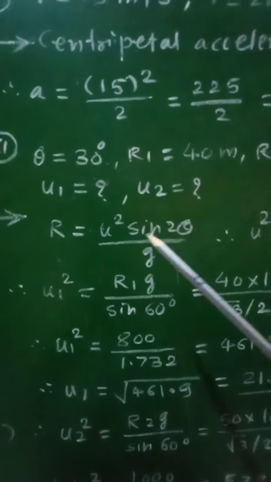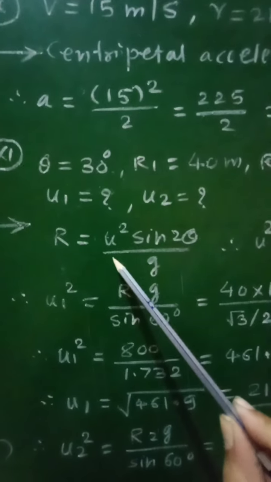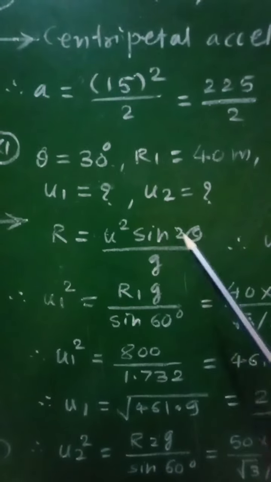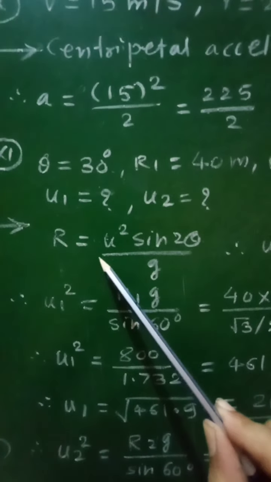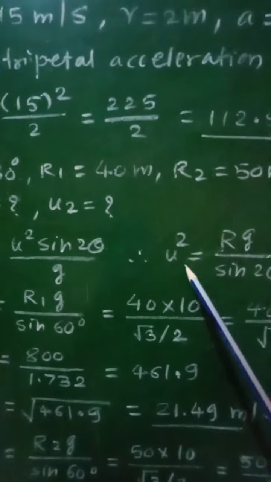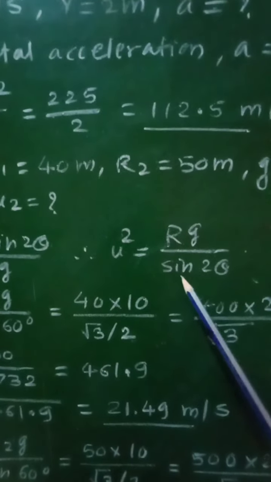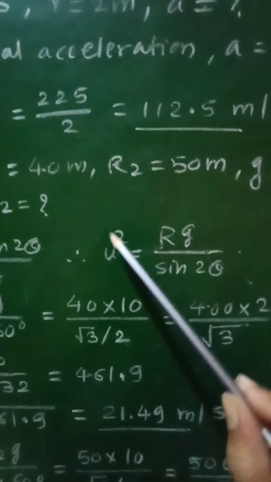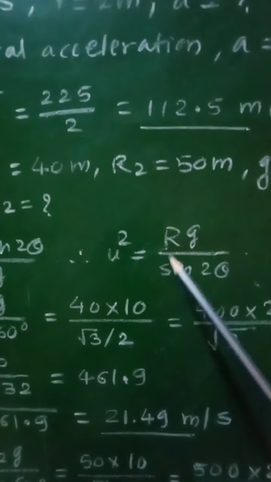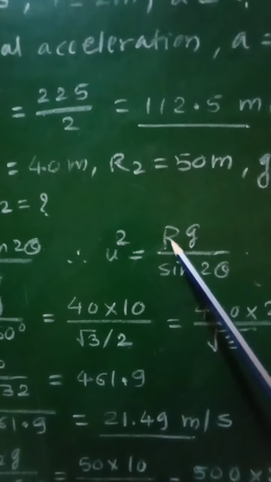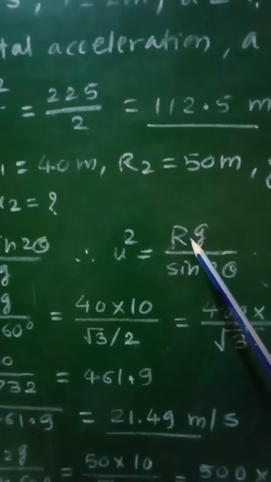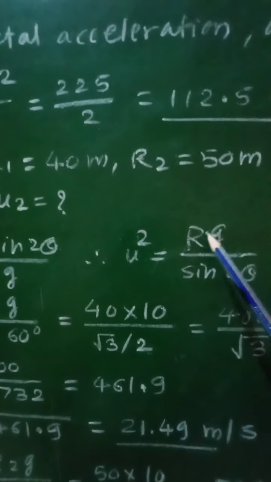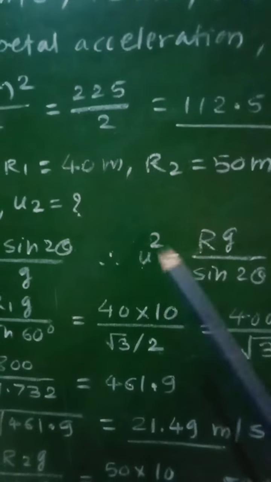Now we know the relation for range of the projectile is given as u square sine 2 theta upon g, that is range. And from this relation we will get u square equal to Rg upon sine 2 theta. So this equation we will use twice, for R1 once and for R2 a second time. That means in this relation, to find u1 we will put R1, and to find u2 we will put R2.